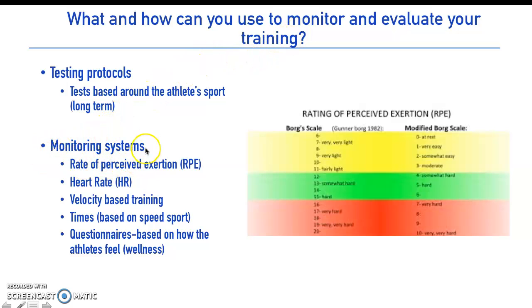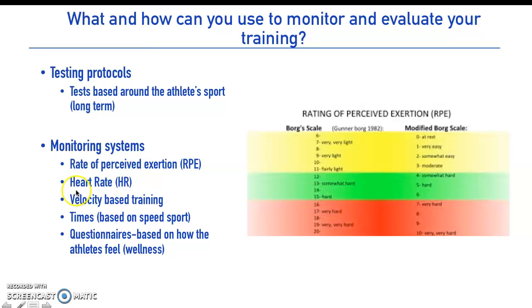Then we've got a bunch of different monitoring systems. One is called the rate of perceived exertion. This is what you see here in this picture. This is on a scale. There are two different scales, but if you look at this one, just to make it a little bit easier, we look at 0 to 10. On a scale of 1 to 10, how difficult was your workout? Then we look at your heart rate. Remember, your heart rate can resemble how you are responding to certain parts of your training.